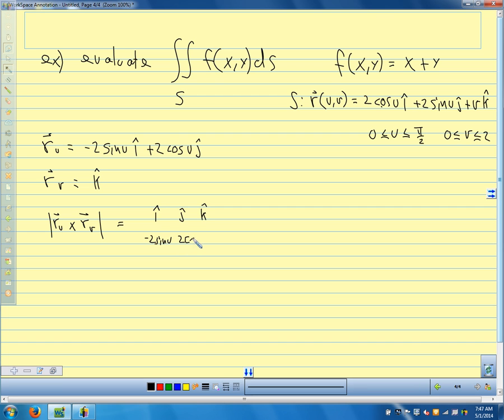I always write my determinant out. This is minus 2 sine u, 2 cosine u, 0, and 0, 0, 1. And when I form my cross product, I get 2 cosine u i hat plus 2 sine u j hat. And the magnitude of this cross product comes out to be 2.